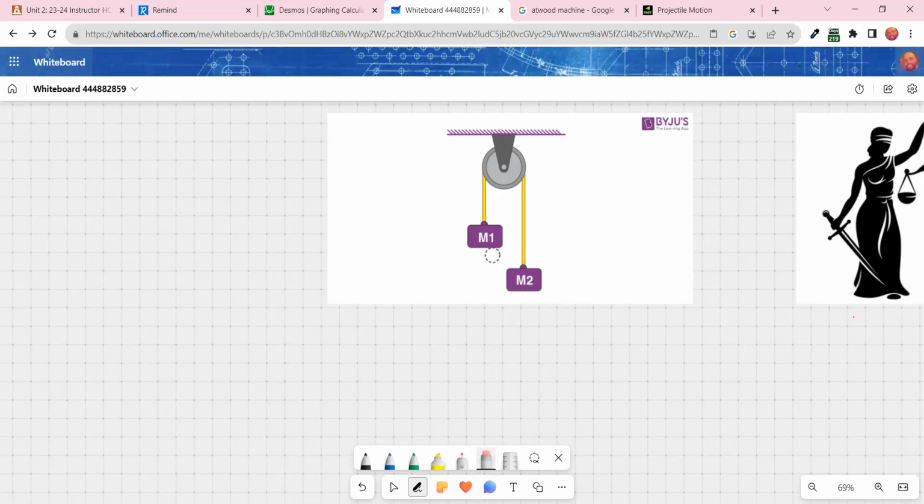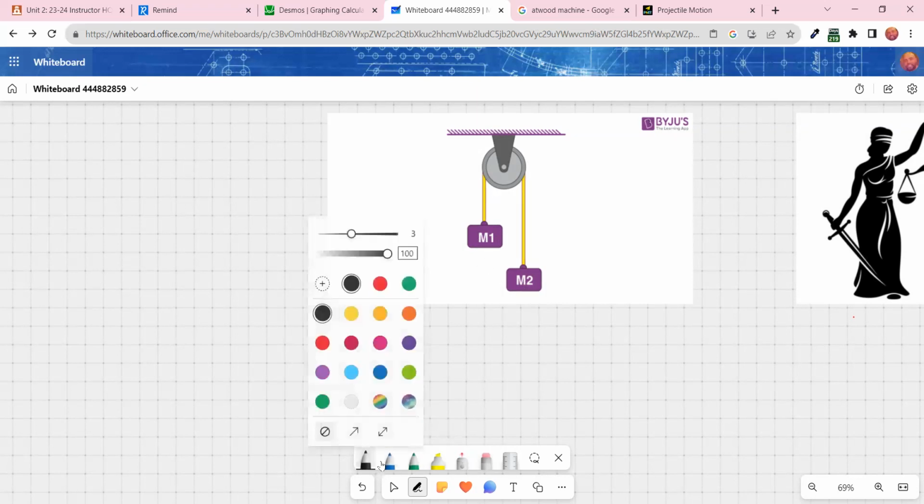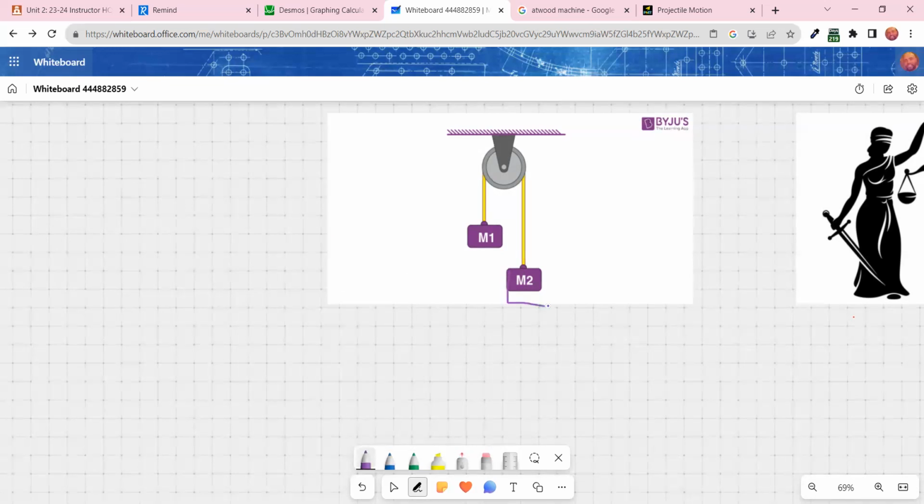Let's pretend we don't know which one's actually heavier. Let's pretend that M2 is heavier. Since M2 is bigger, I'm going to say that it's this way. Since it's rotating this way, I'm going to say that this way is positive, and this way is negative. If this guy was bigger, I would say the opposite. Doesn't really matter. Axes are imaginary.